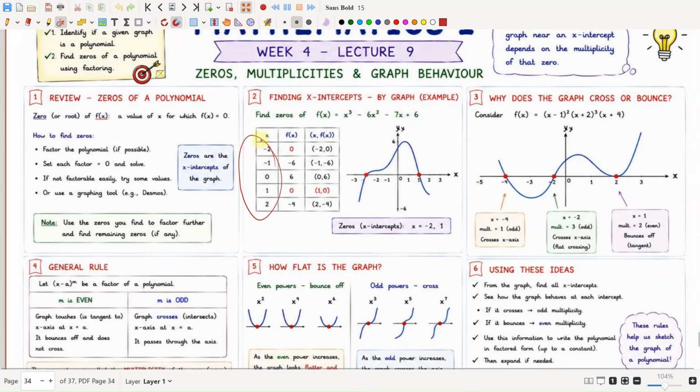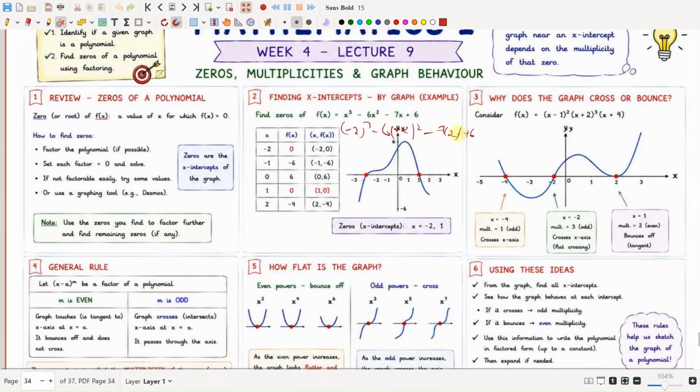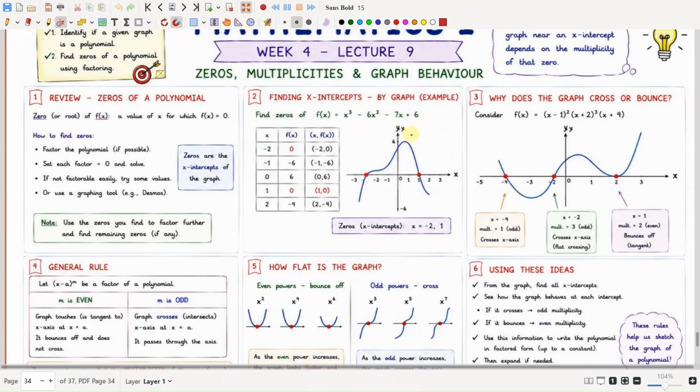We are going to assume some values here. First I'm taking x is equal to minus 2, then minus 2 the whole cube, minus 6 into minus 2 the whole square, minus 7 into minus 2, plus 6, which will be minus 8, minus 24. See here, minus 2 the whole cube, minus 6 into minus 2 the whole square, minus 7 into minus 2 plus 6.